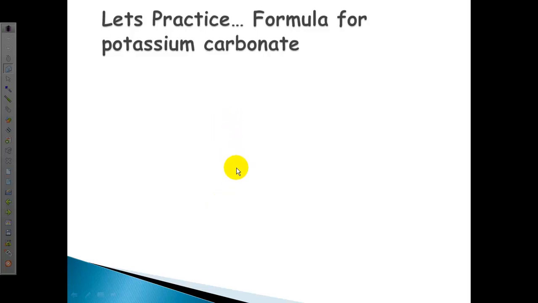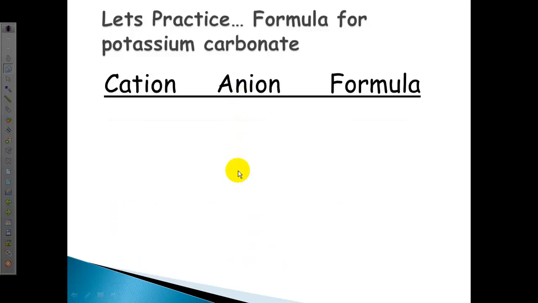Okay, the formula for potassium carbonate. So potassium's a metal, so it's going to be a cation. Carbonate on your chart is going to be an anion because it's going to take those 2. This is covalently bonded, but when you add it with the metal, this metal and this polyatomic acts like an ionic bond. So it's sort of a combination here.